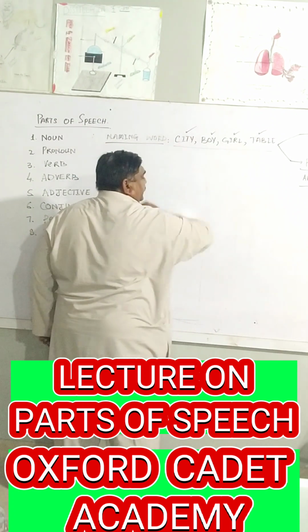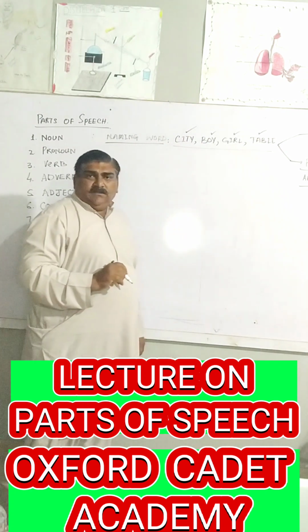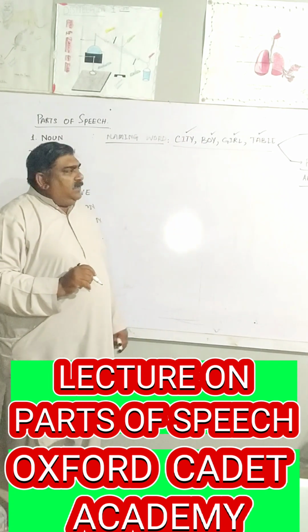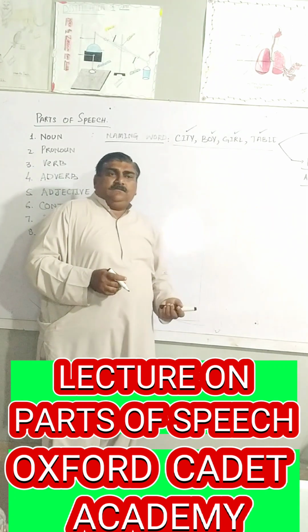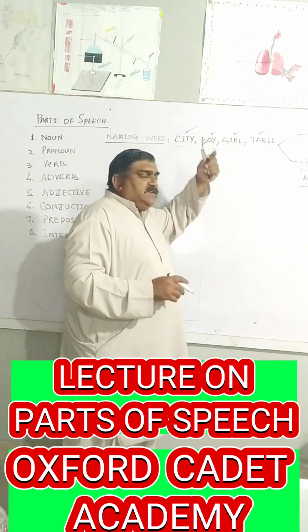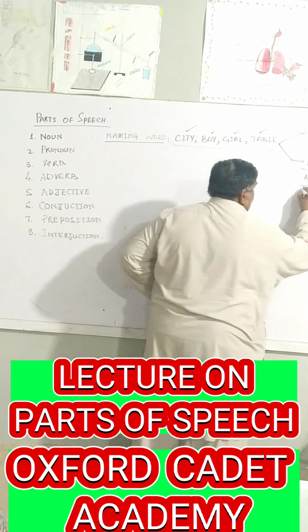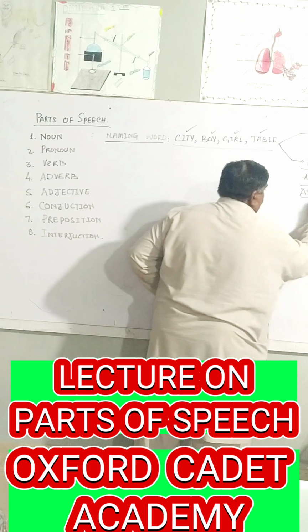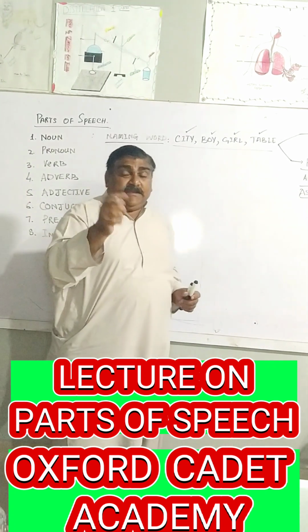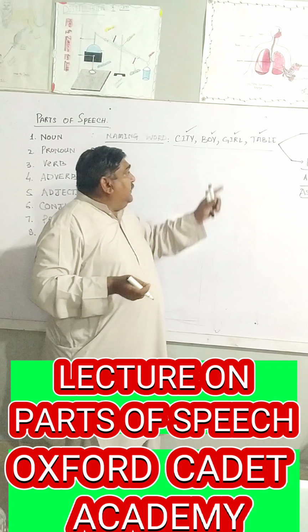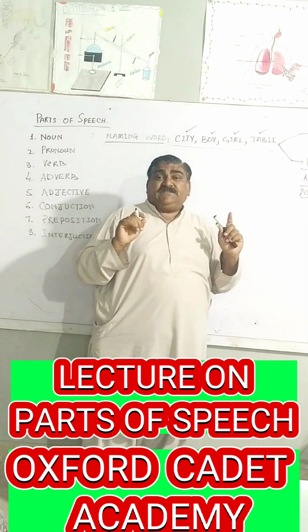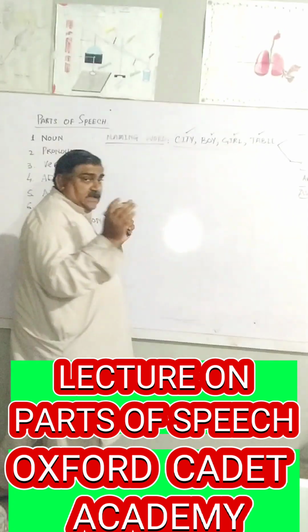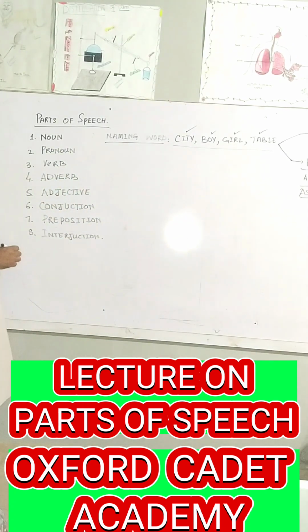Yes, sir. There are many cities, but Karachi is only the one in Pakistan, right? Yes, sir. There are many boys, but Akbar is a unique name, right? Yes, sir. There are many girls, but like Asma is a unique name, specific name, right? Yes, sir. And table, there are many tables, but teacher table is only one in a class, right? Yes, sir. Now, so noun is a naming word.